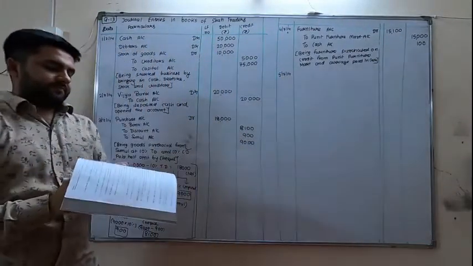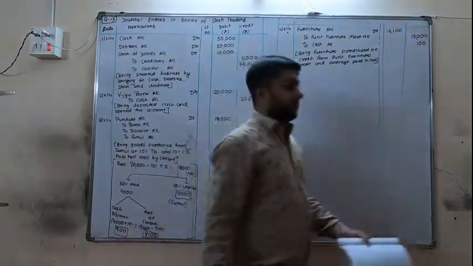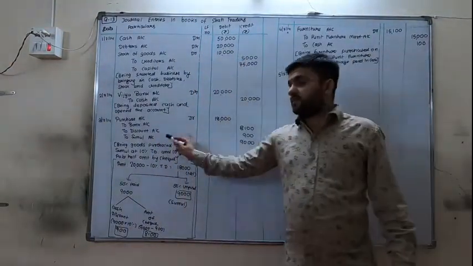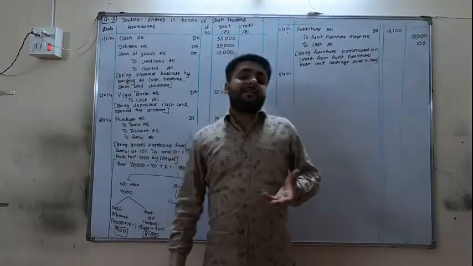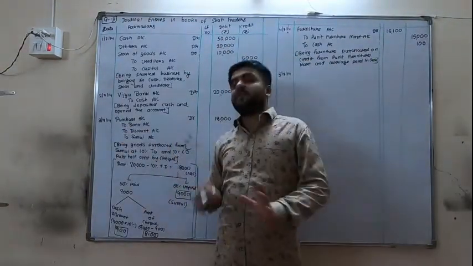5/7/40. A defective goods of 3000 returned to Sumul. We have purchased the goods from Sumul, now we are returning back. Whenever we are purchasing, goods are coming in, purchase debit and Sumul is the giver, Sumul credit.